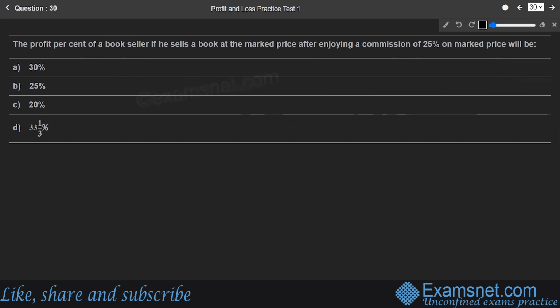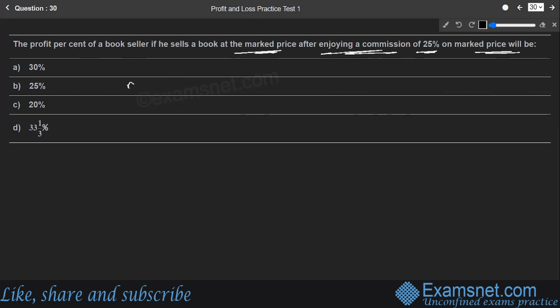Next. Now, they say the profit percent of a bookseller if he sells a book at the mark price after enjoying a commission of 25% on the mark price will be what? They say, the profit percent of a bookseller. Okay, the book is being sold at what price? At the mark price only, but there is already a commission taken by the shopkeeper of 25%. Then they are asking how much should be the profit percent.